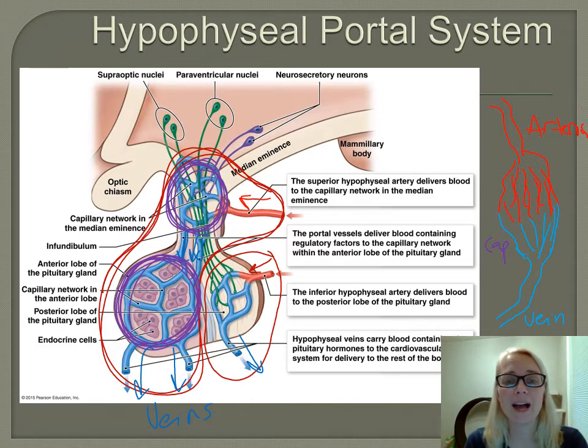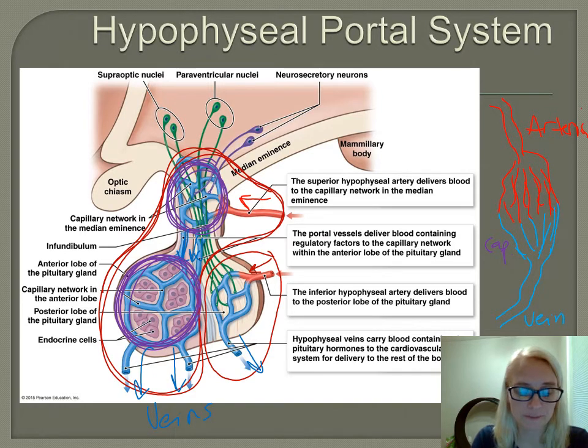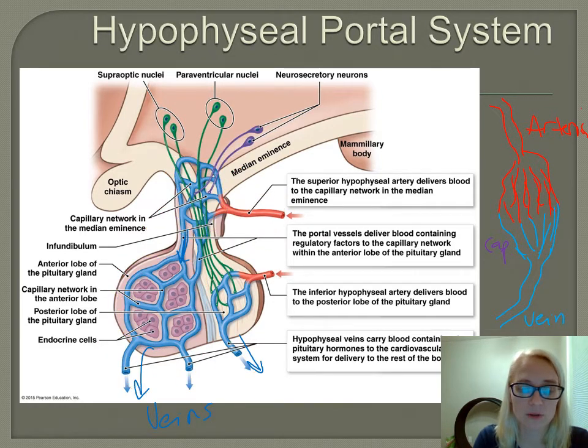And this is what we call the hypophyseal portal system. There's one other portal system we're going to take a look at in 233. It's called the hepatic portal system, which is a couple sets of capillary beds in the liver. So in the digestive system, in the liver. So I'm going to erase all my drawings here so it's clear.